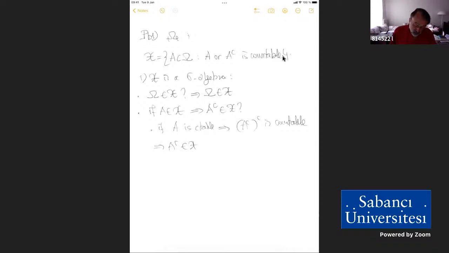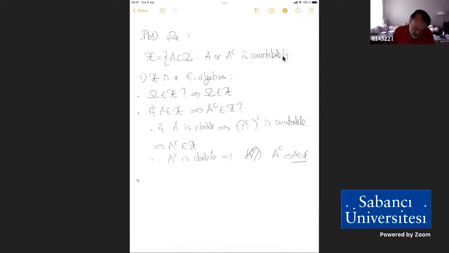Otherwise, if A complement is countable, then the complement of A is countable. This implies that A is in X. Okay, so this is all triviality.